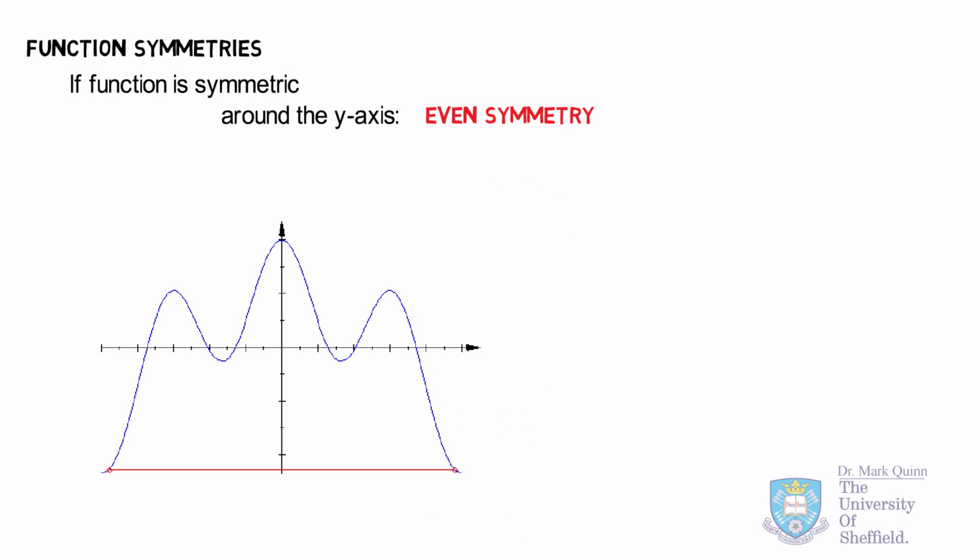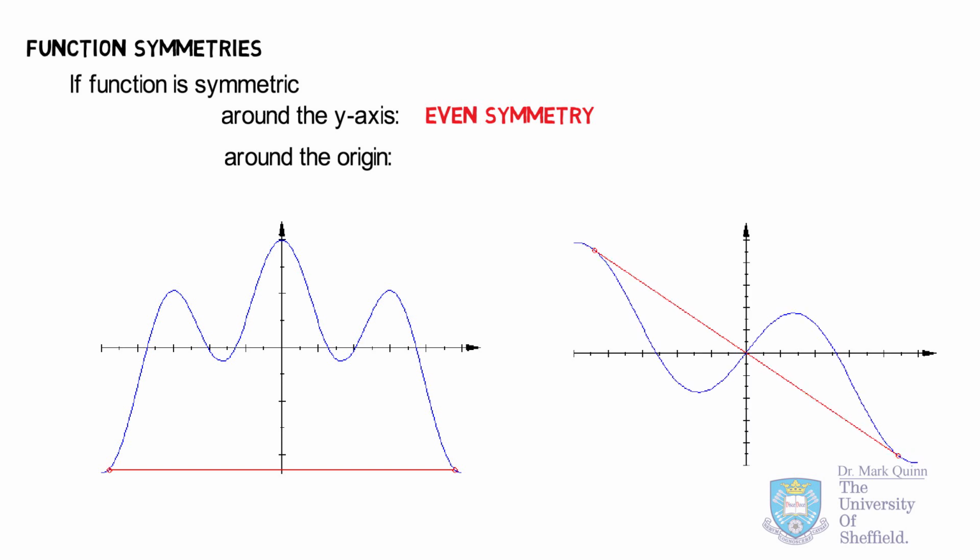If we visualize the graph of an even function, we can see quite clearly that it is a symmetry by reflection through the y-axis. Alternatively, if the symmetry is a reflection through the origin, we refer to this type of function as having odd symmetry.